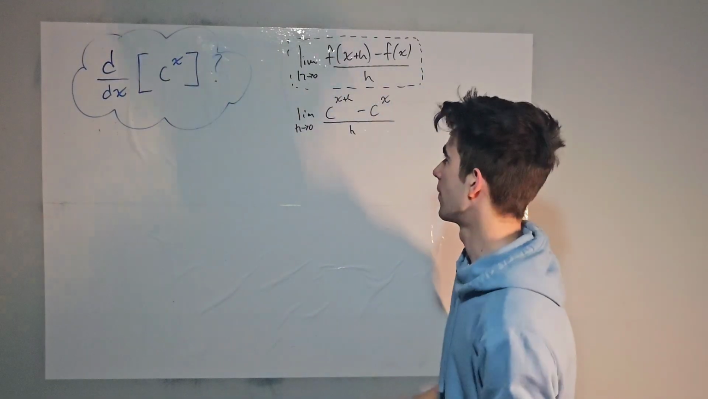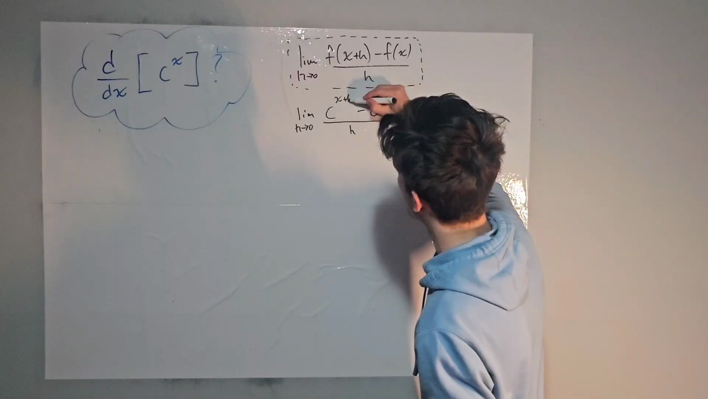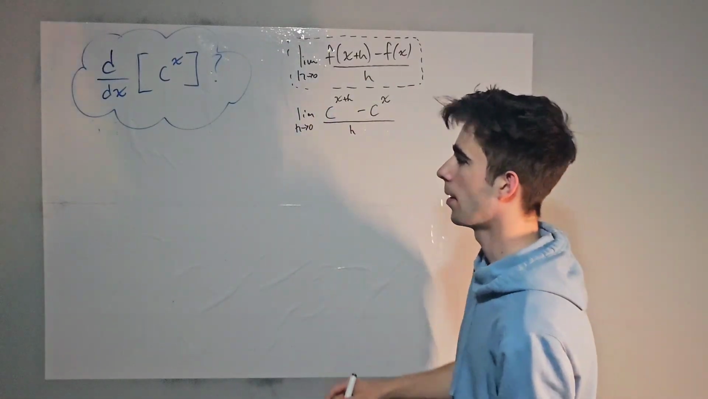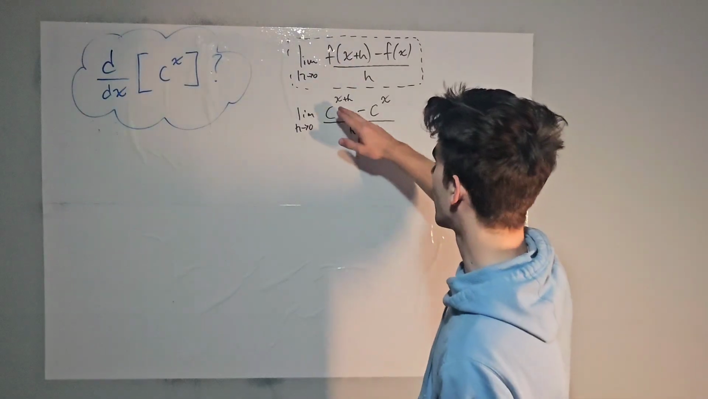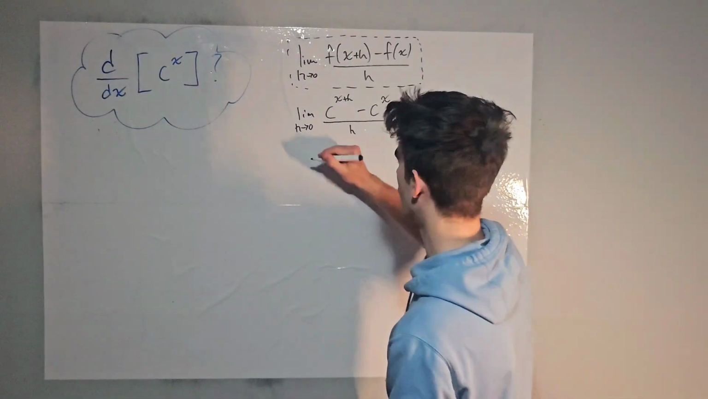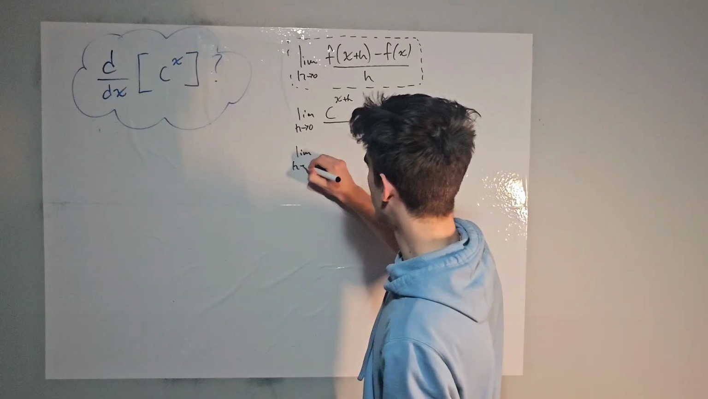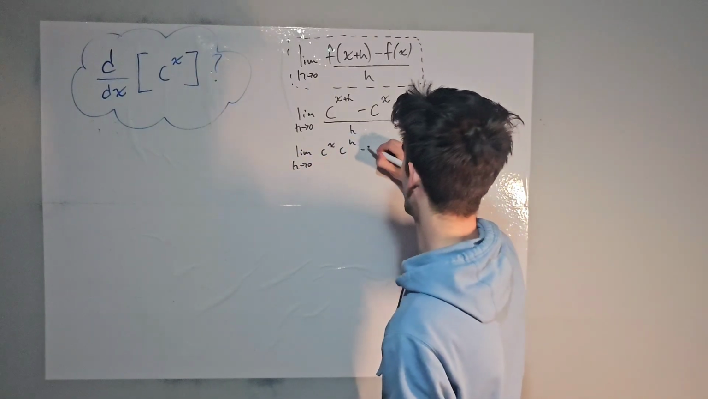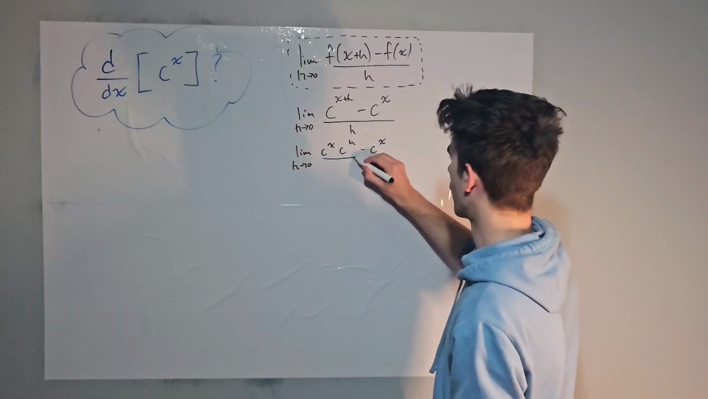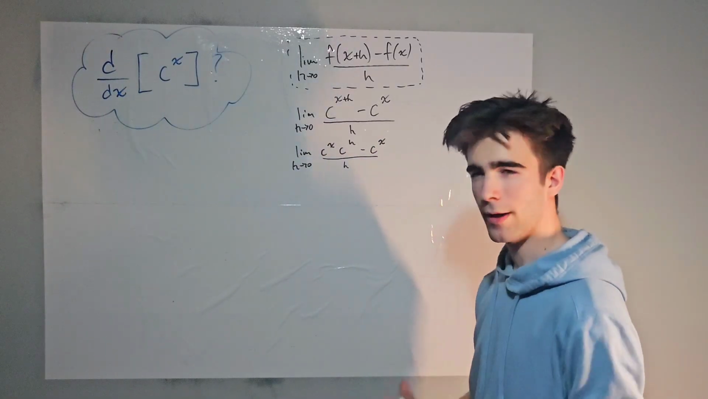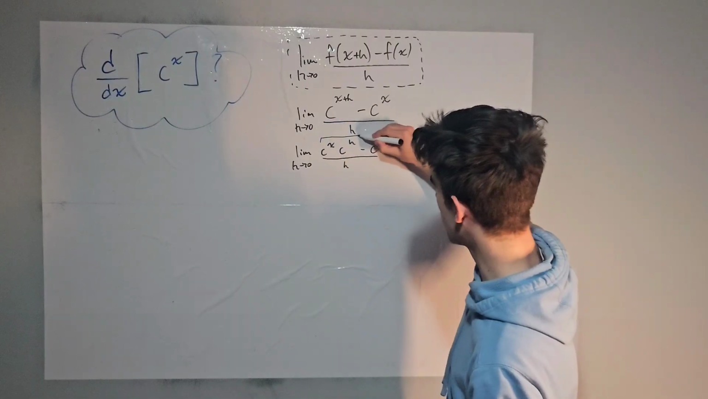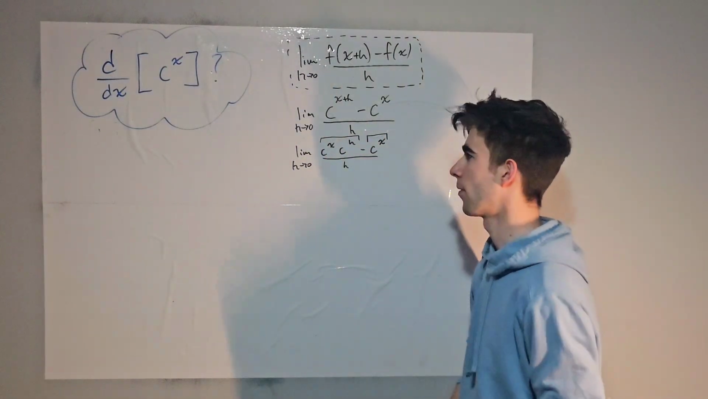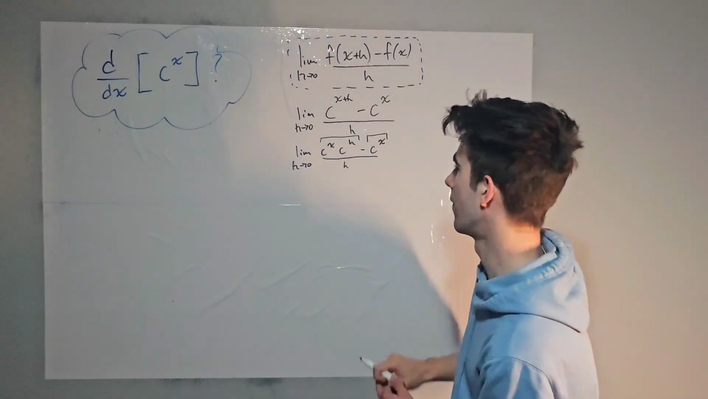From here it'll be a bunch of simplification, and we should get to the formula that you might have learned before. So we're going to start with breaking this apart. Using our exponent rules, we know if two exponents are being added with the same base, we can break them apart, and it'll look something like this: c to the x times c to the h minus c to the x over h. And from here we have two terms in the numerator, and they both have a c to the power of x. So let's factor that out of both of them.